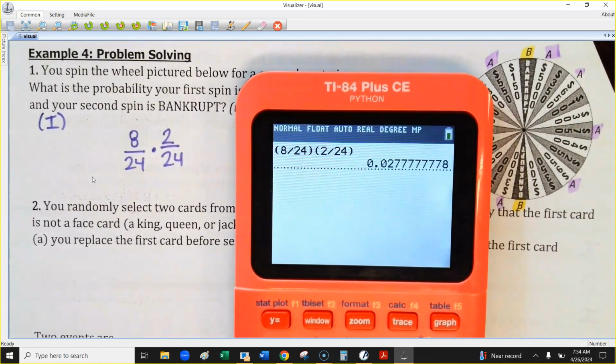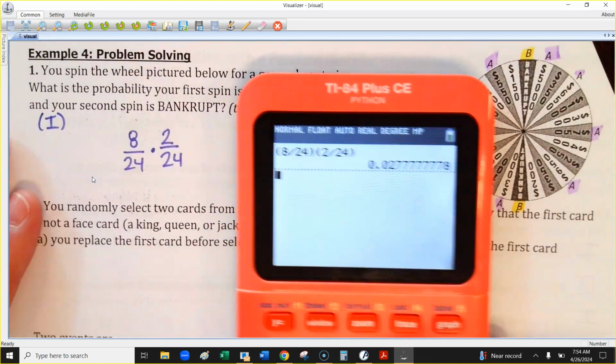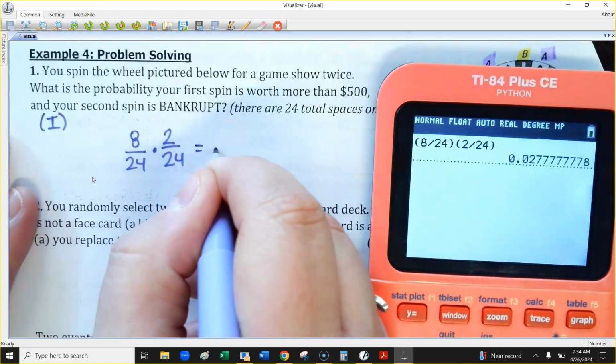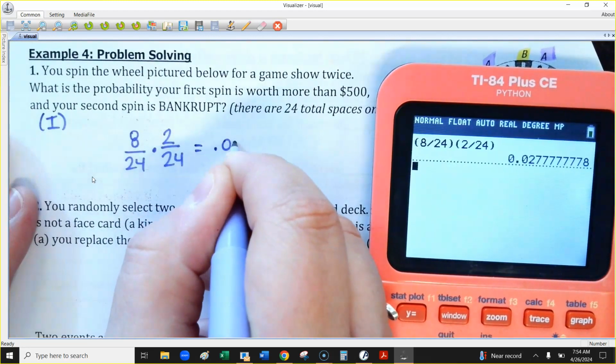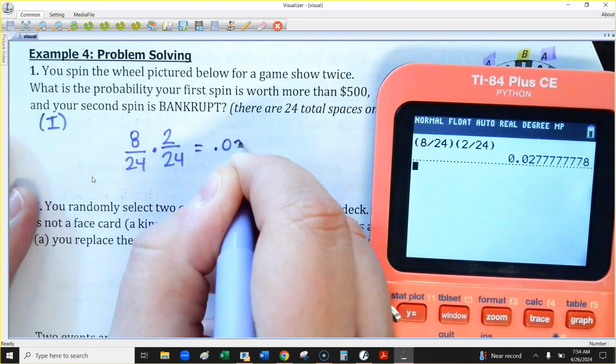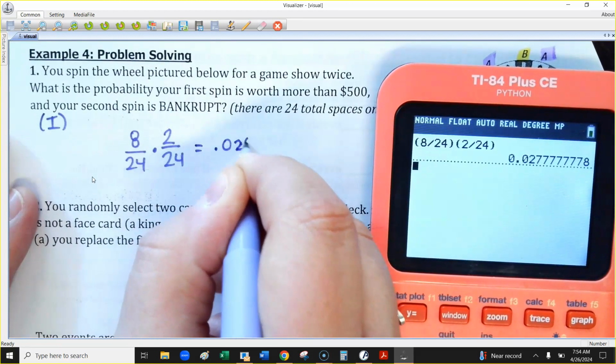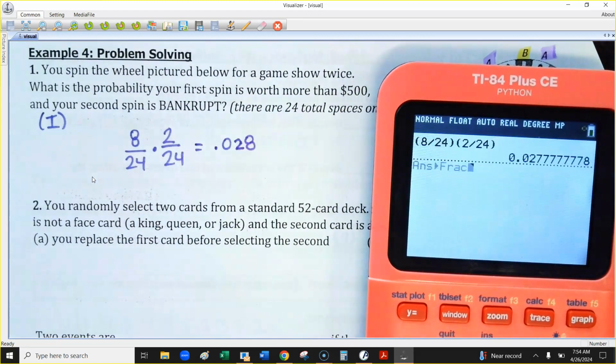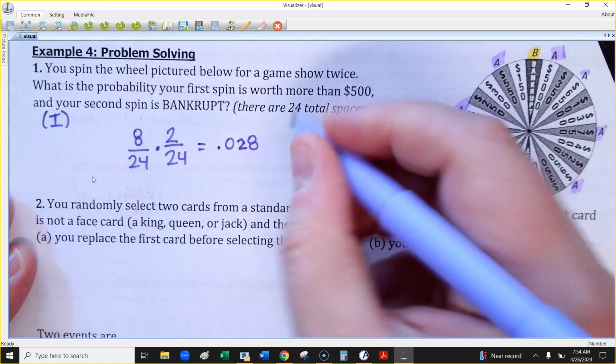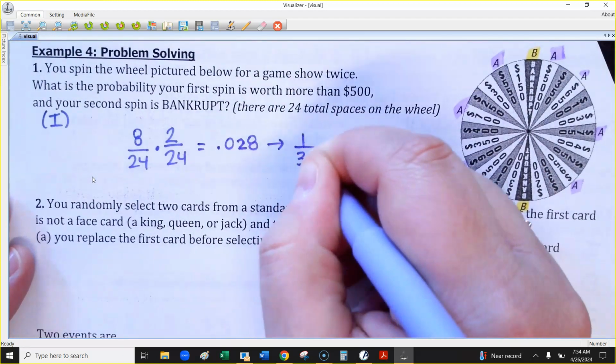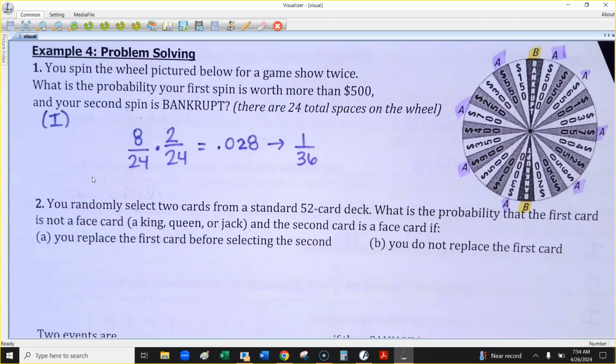So I'm just going to multiply these guys together, and we're going to get 0.028, and then I'm just going to convert that to a fraction real quick. So this would be 1/36 if you have to write it as a fraction. Anybody have a question?